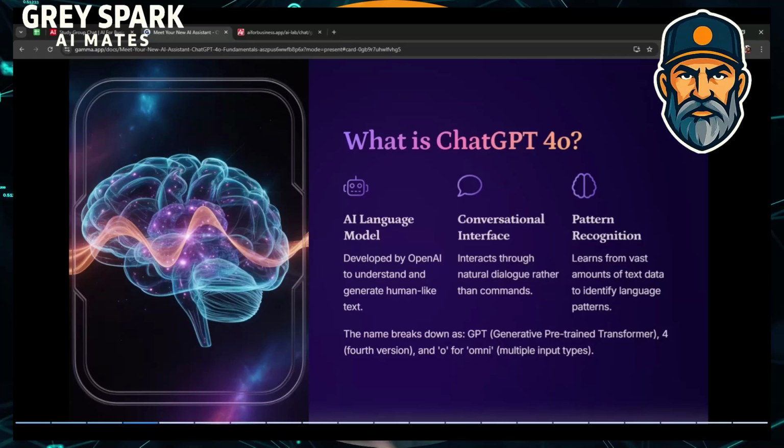If we break down the name, GPT stands for Generative Pre-trained Transformer, Transformer being the underlying technology. 4 indicates that it's the 4th major version, and O stands for Omni. This means it can take in more than just text. It can take in images, voice, and so forth.